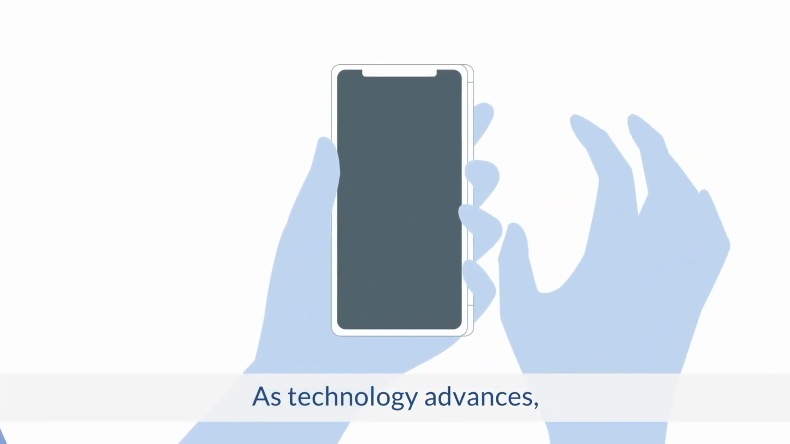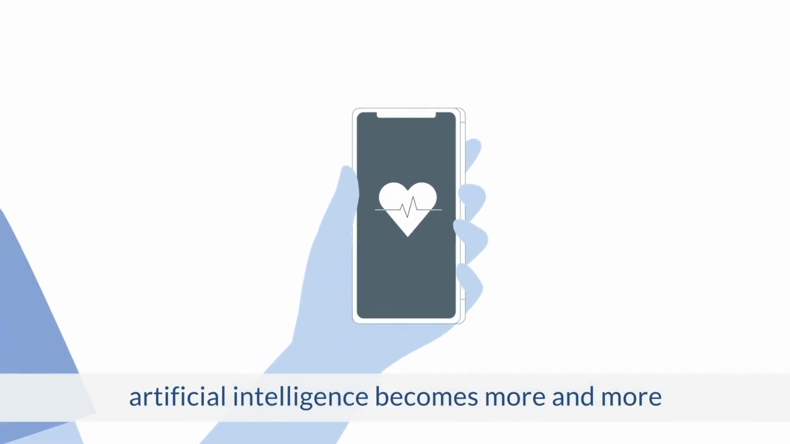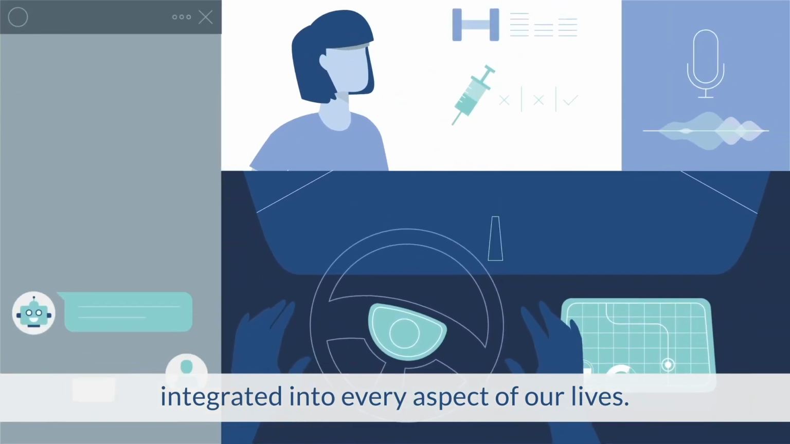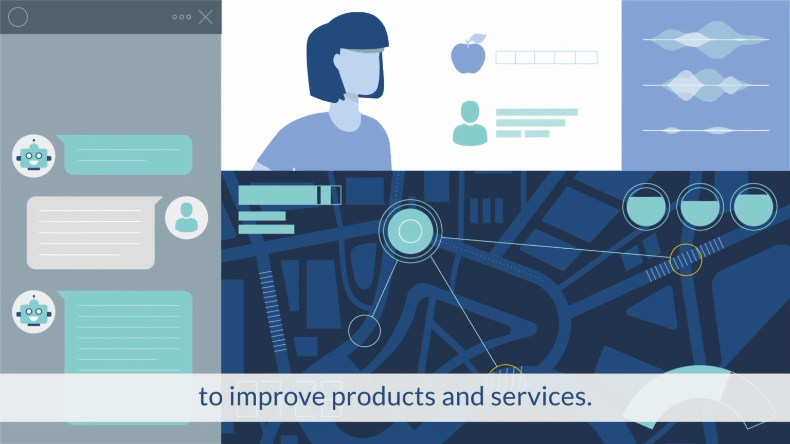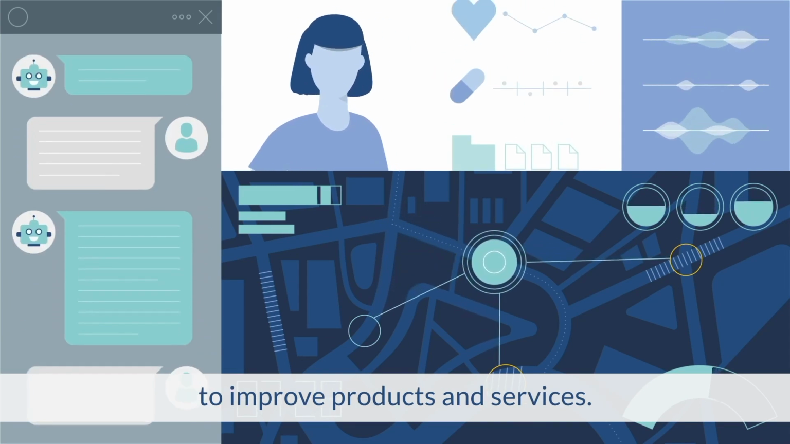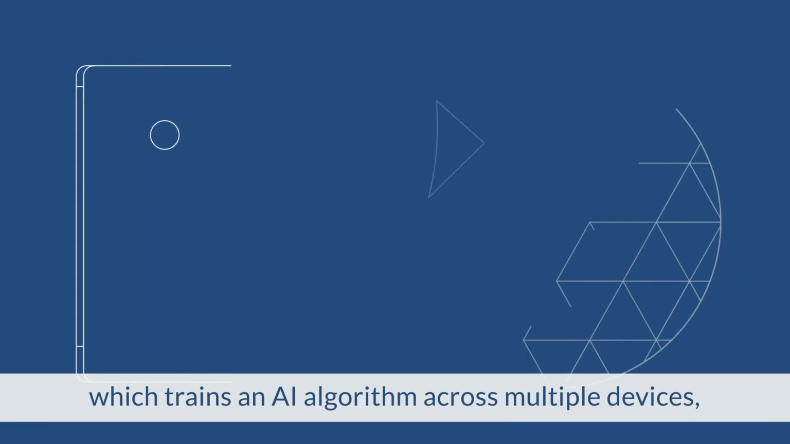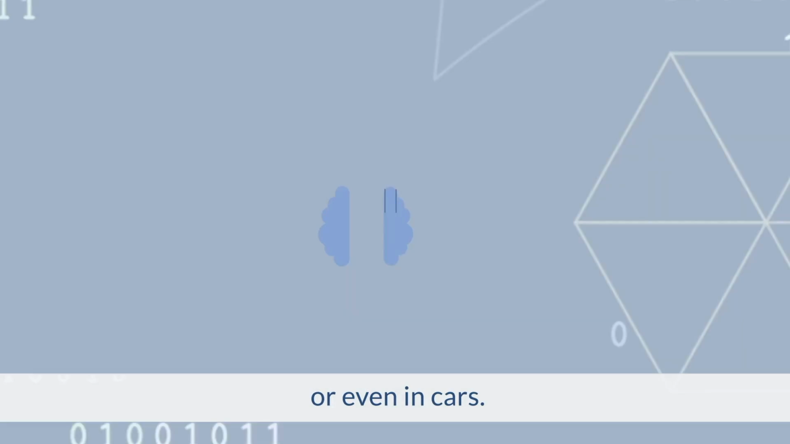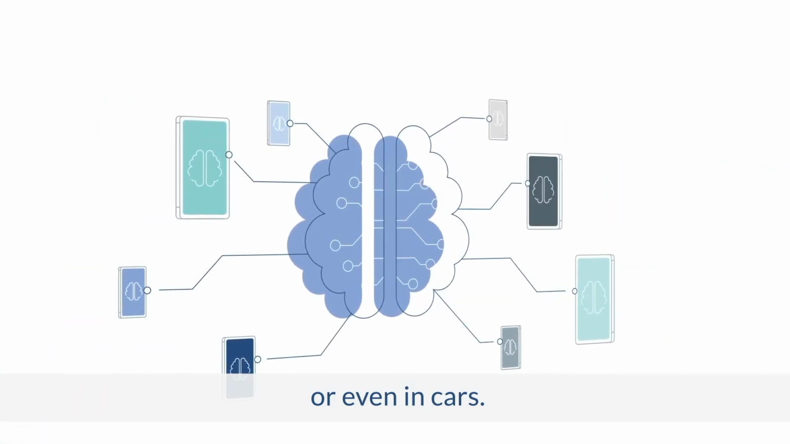As technology advances, artificial intelligence becomes more and more integrated into every aspect of our lives. Numerous different industries use it to improve products and services. In this project, we are experimenting with federated learning, which trains an AI algorithm across multiple devices on mobile phones, browsers, or even in cars.